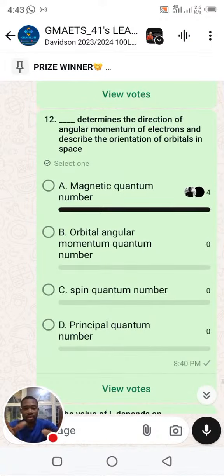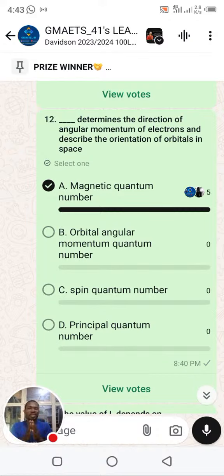Question 12: blank determines the direction of angular momentum of electrons and describes the orientation of orbitals in space. The correct answer is magnetic quantum number. It is that quantum number that gives us information about the direction of angular momentum of the electrons. It also gives us information describing the orientation, how the orbitals are arranged in space.